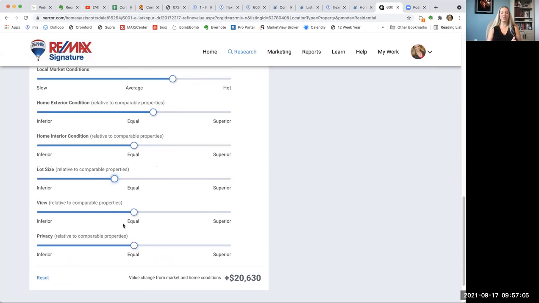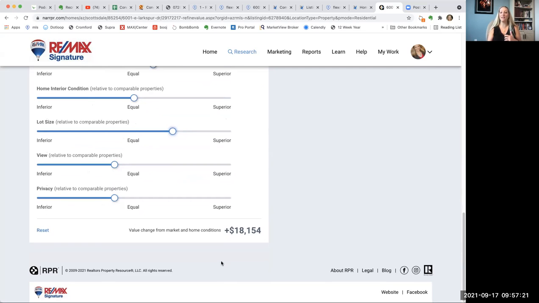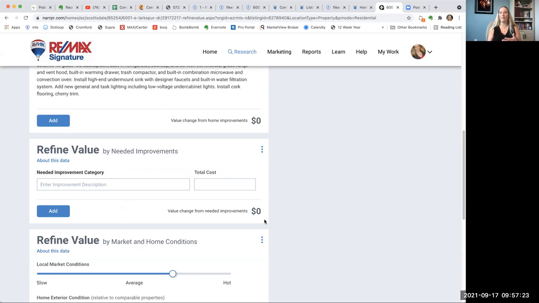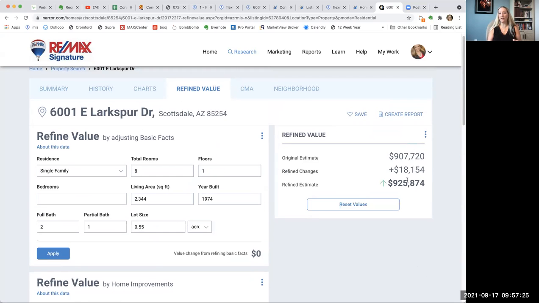We know that this particular property doesn't have much of a view. In fact, it's on a major road. So maybe we adjust down for that and for privacy because of that. And you'll see that these adjustments start to occur. We do know that the property lot size is bigger. And so again, every change you make is gonna adjust that value and change what's happening up here. So now you can see that they've refined the value to be $925.